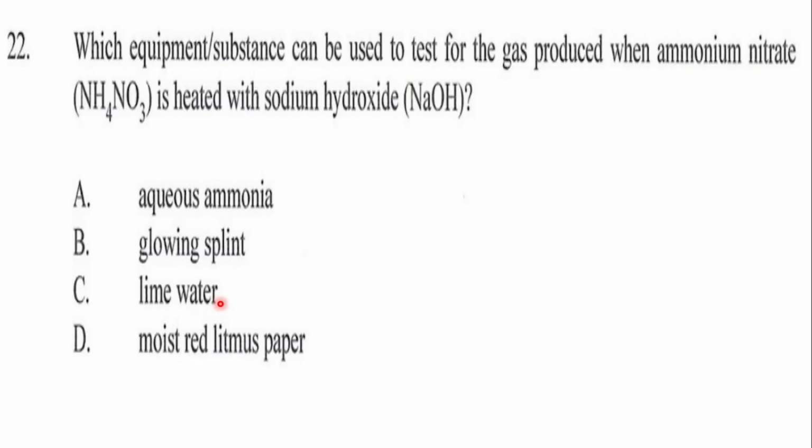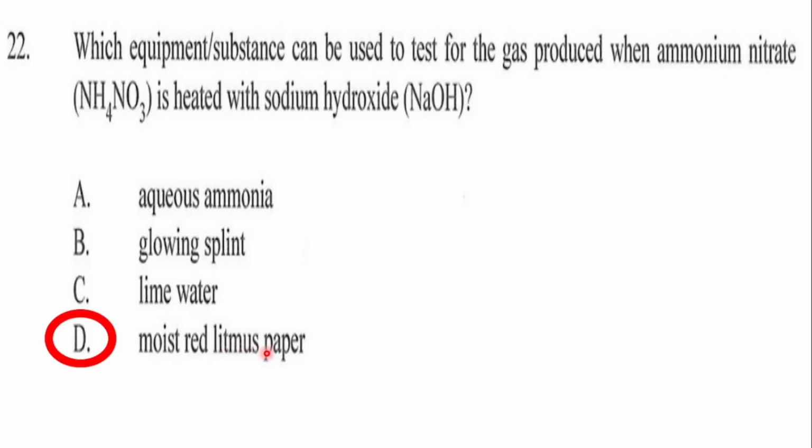Let's move on to question number 22, and it says, which equipment or substance can be used to test for the gas produced when ammonium nitrate, NH4NO3, is heated with sodium hydroxide, NaOH? Is it going to be aqueous ammonia, glowing splint, lime water, or moist red litmus paper?